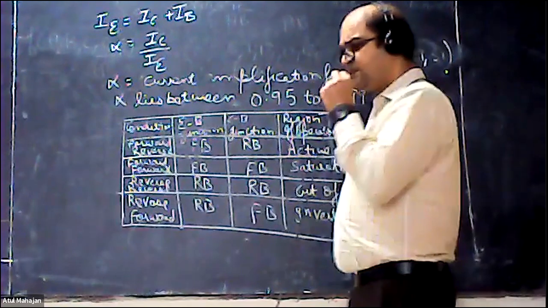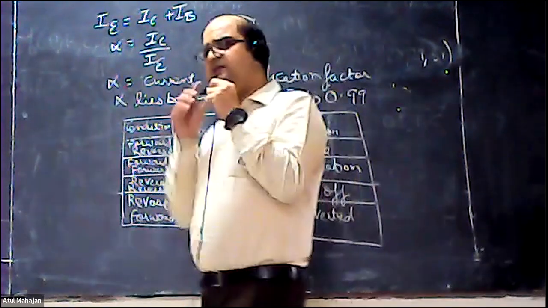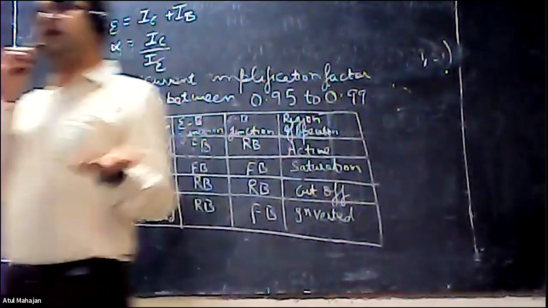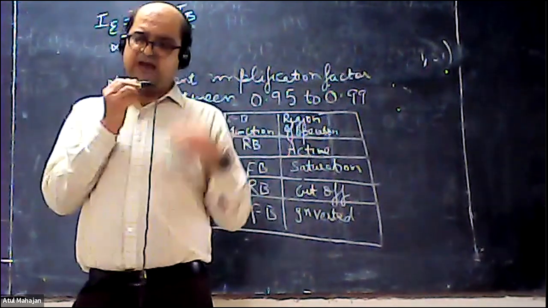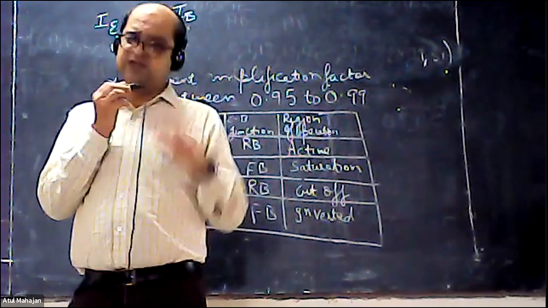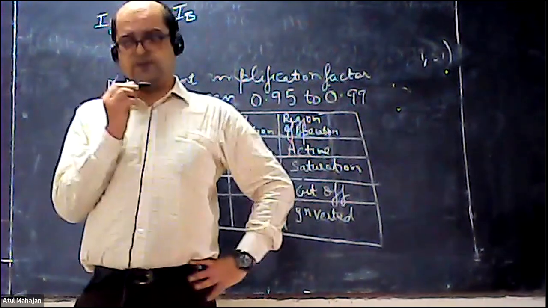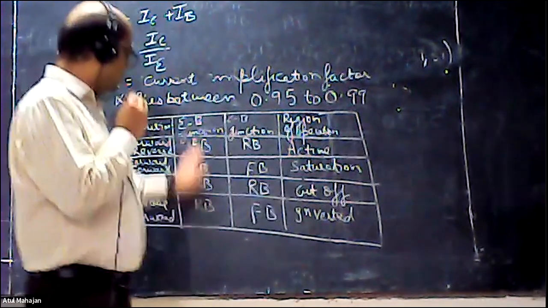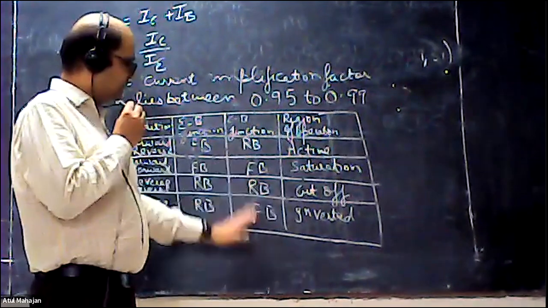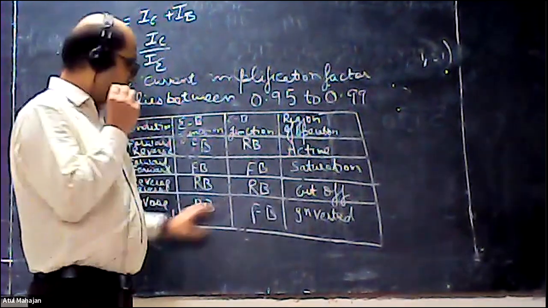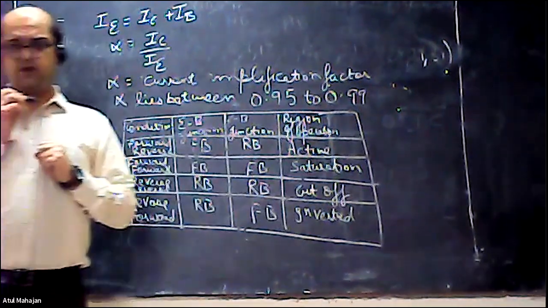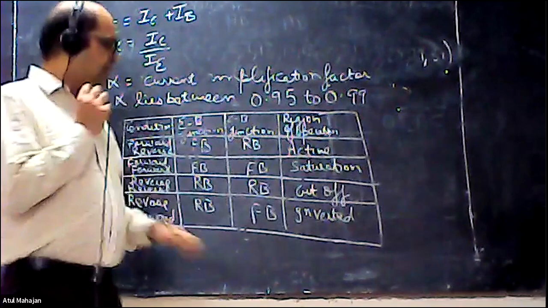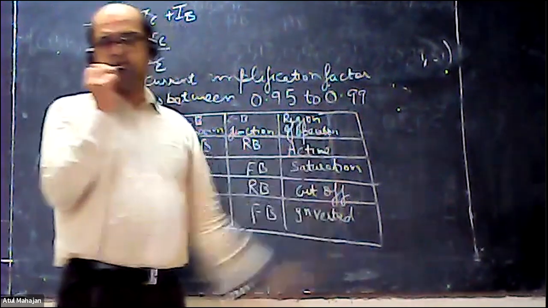Why is it termed inverted mode? Because the junction which was to be forward biased is being reverse biased, and the junction which was to be reverse biased is made forward biased. So the emitter base was reverse biased and the collector base was forward biased, and exchanging these regions of operation will make it work as an inverter.